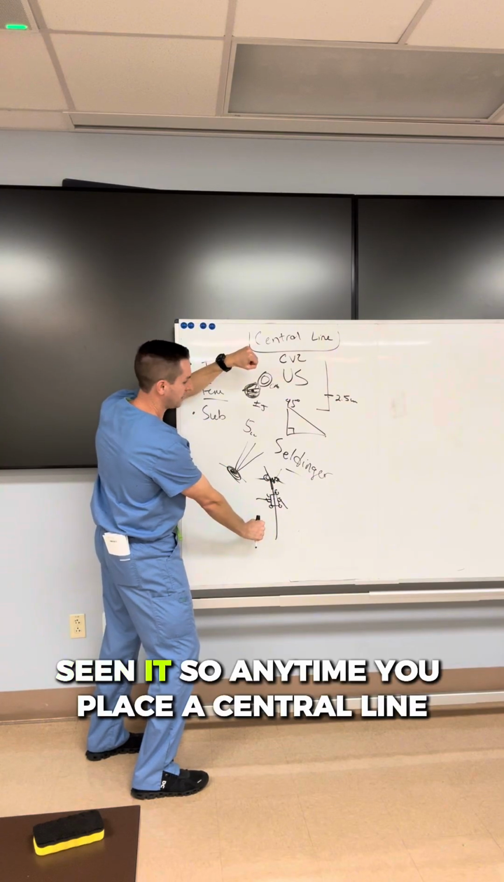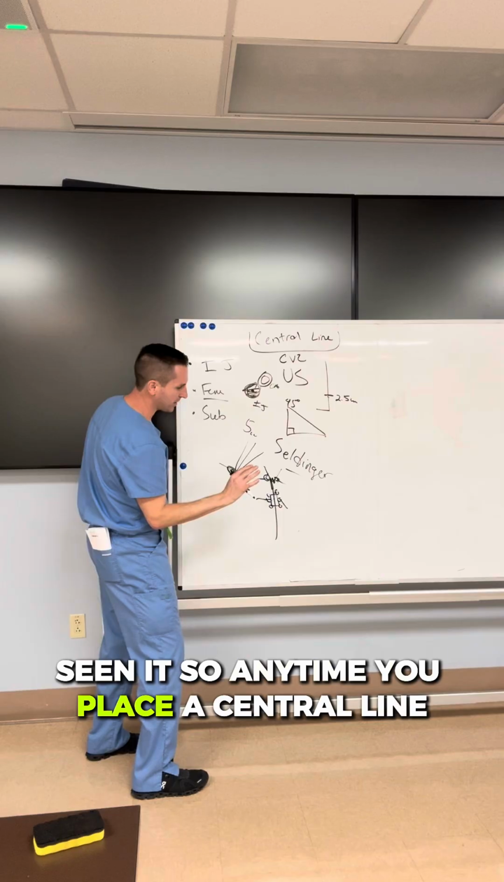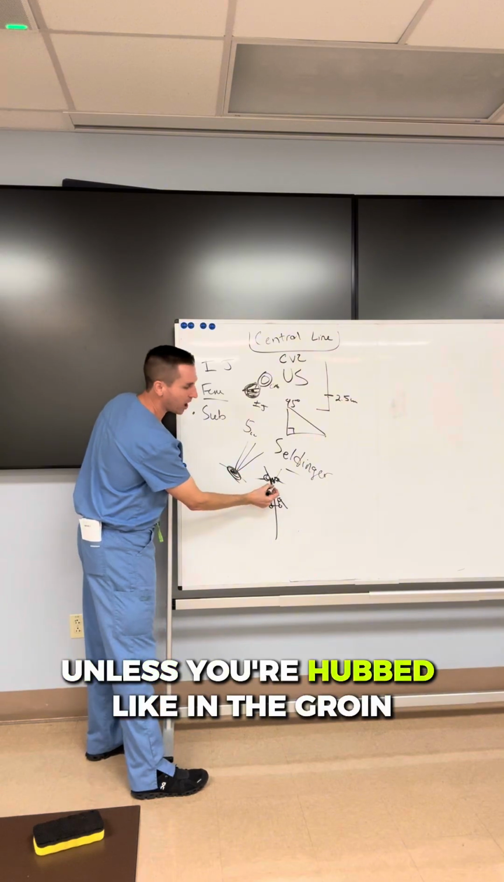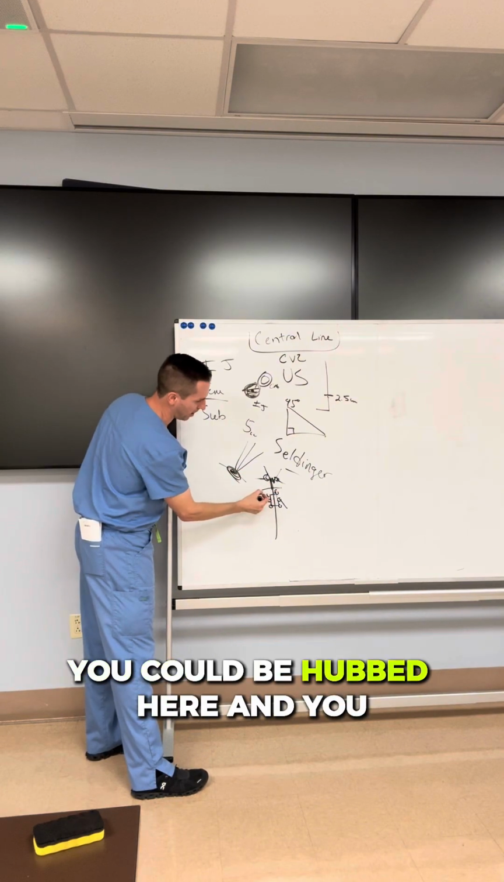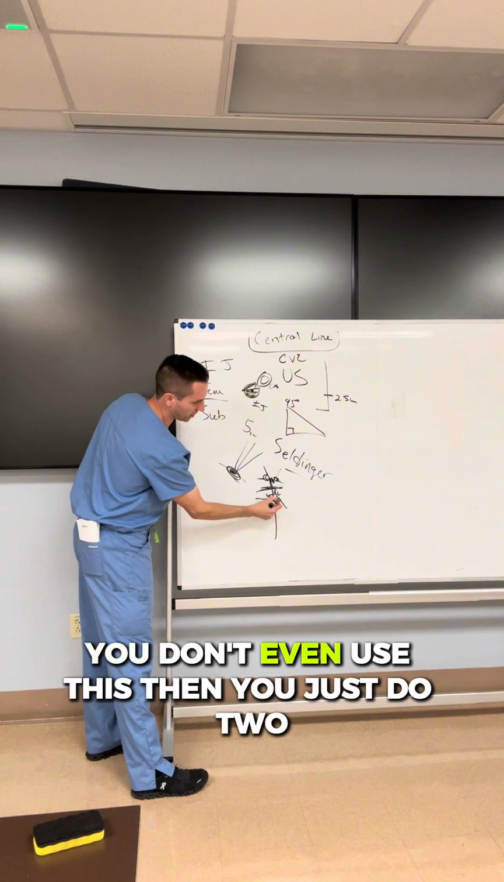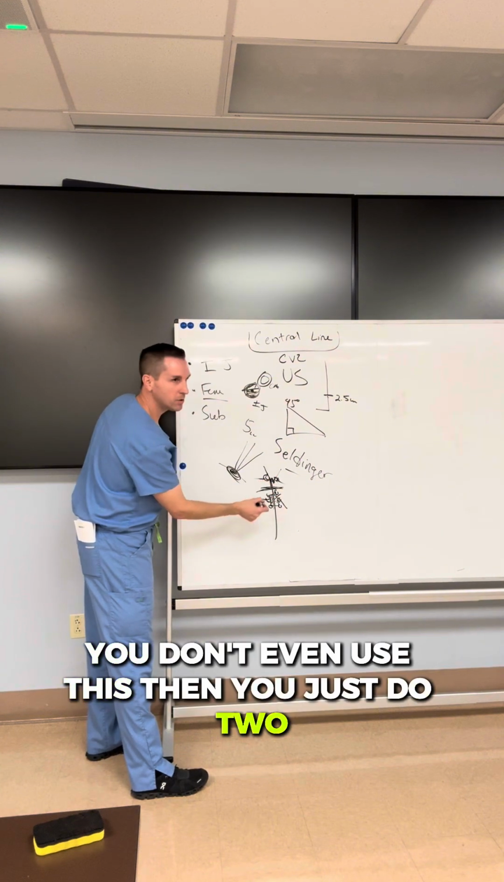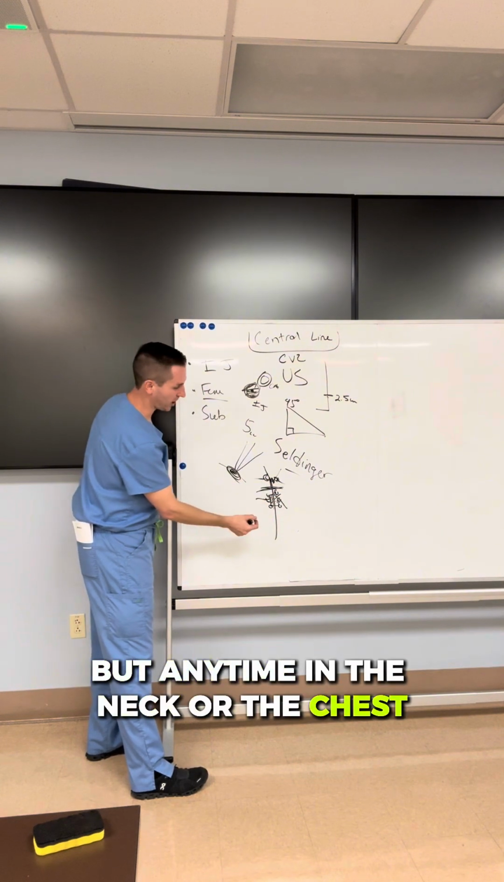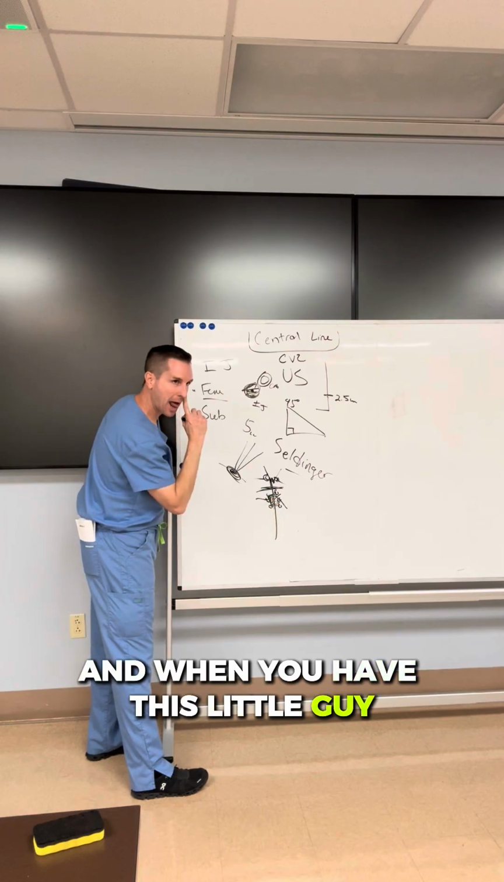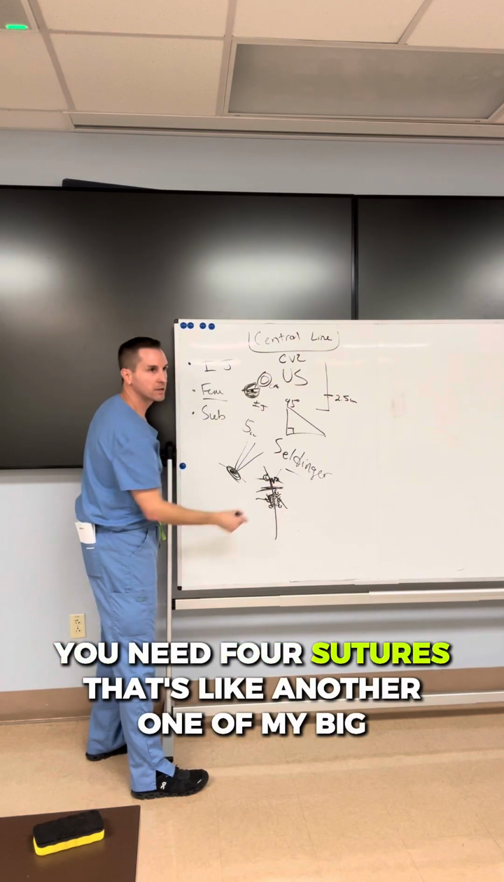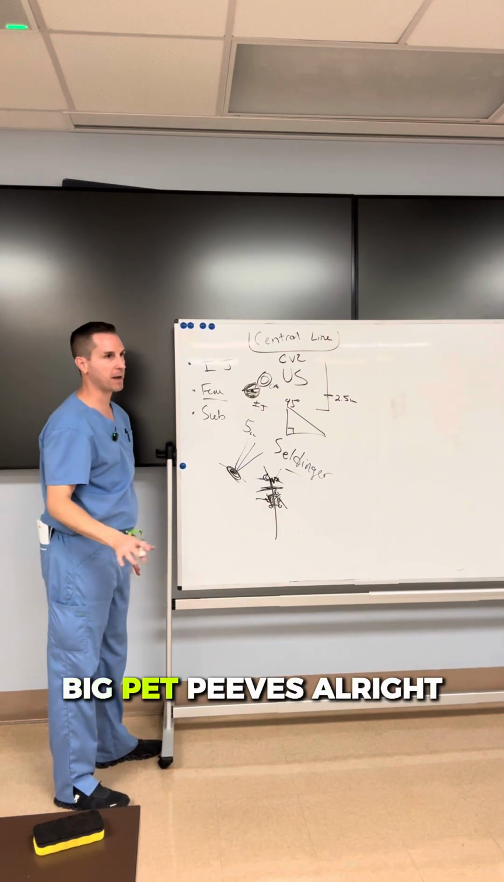Seen it. So anytime you place a central line, unless you're hubbed, like in the groin you could be hubbed and you don't even use this, then you just do 2. But anytime in the neck or the chest, and when you have this little guy, you need 4 sutures. That's another one of my big pet peeves.